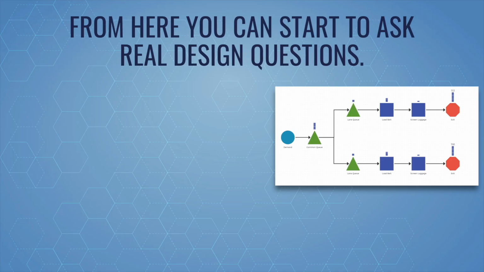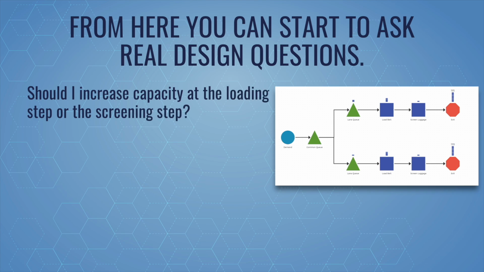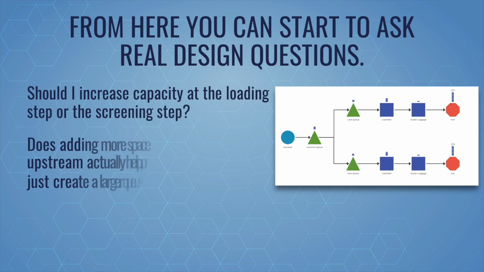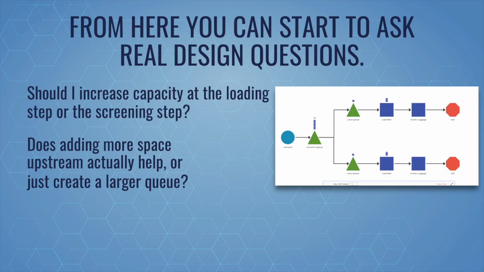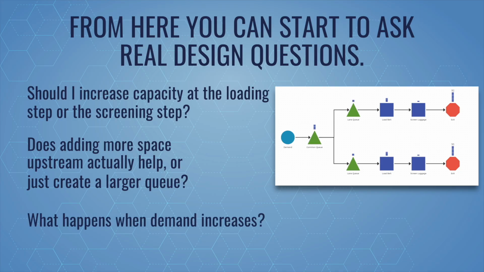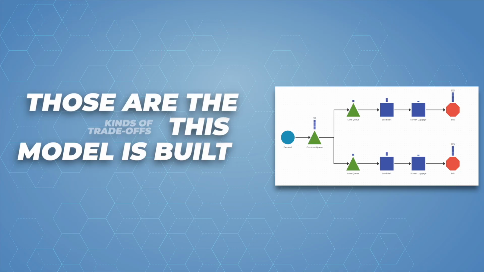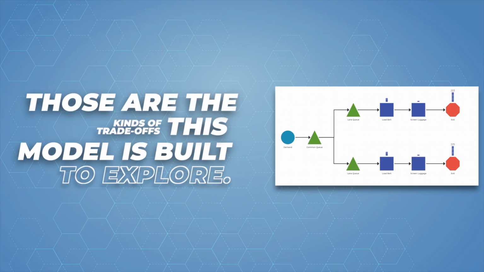From here, you can start to ask real design questions. Should I increase capacity at the loading step or the screening step? Does adding more space upstream actually help, or just create a larger queue? What happens when demand increases? Those are the kinds of trade-offs this model is built to explore.